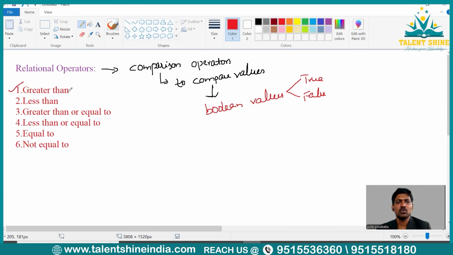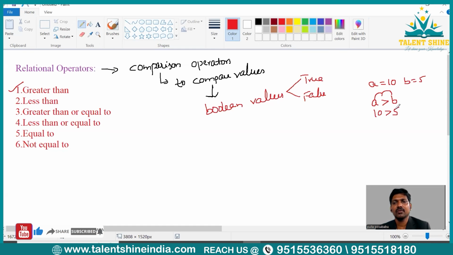The first one is greater than. Let me write it here. A is equal to 10 and B is equal to 5. Now let us write A greater than B, right? This operator works on two operands, hence we can call it a binary operator. Now, is 10 greater than 5? Yes, clearly 10 is greater than 5. So in this case, it is going to return true. I hope it is clear to everybody.